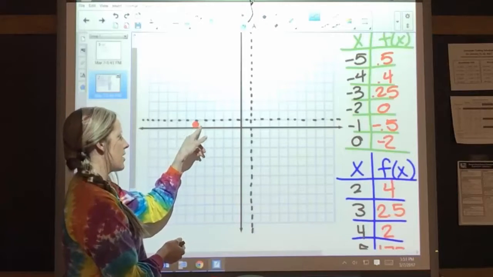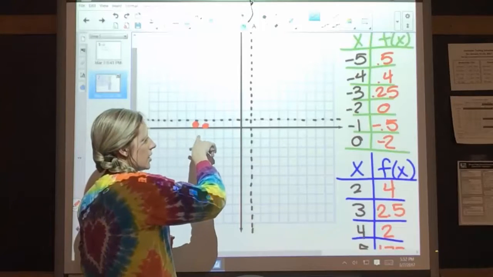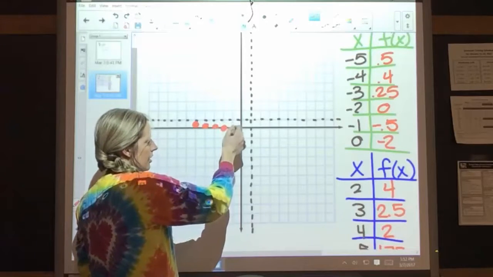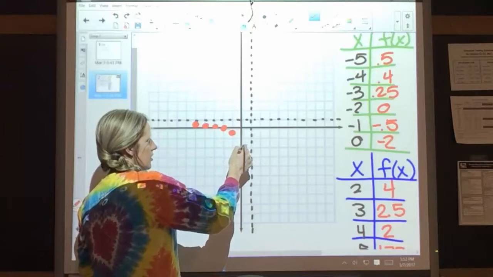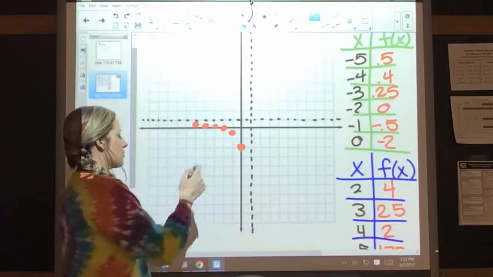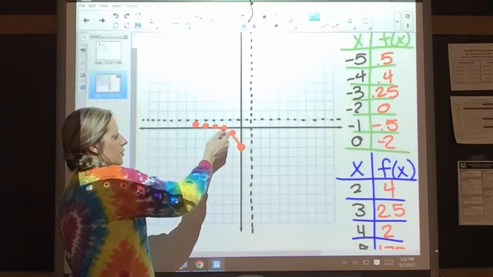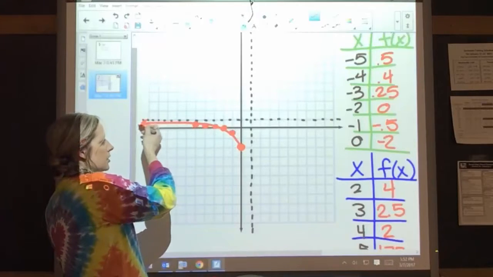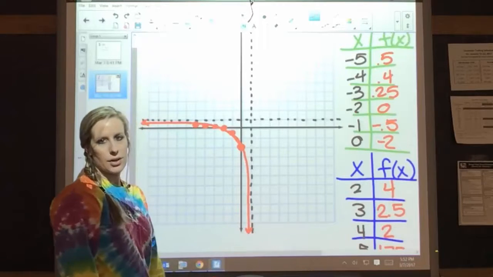So negative 5.5, negative 4.4 is going to be really similar, and then negative 3.25, y'all's is probably going to look a lot better. Negative 1, negative 0.5, 0, negative 2. Okay, and we're going to connect those dots. Now, whenever you connect them, make sure you go ahead and extend that curve out. You want to get really, really close to your asymptotes, but not actually touch it. So I'm going to get really, really close to it, but it's not actually going to touch it. It's just going to get really close.